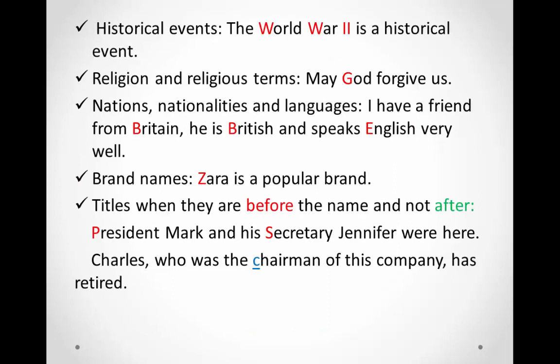We capitalize historical events. For example, World War II is a historical event. We capitalize the names of religions and religious terms. May God forgive us. The word God is capitalized. The same goes for the names of religions such as Islam, and terms such as Christian or Jews.